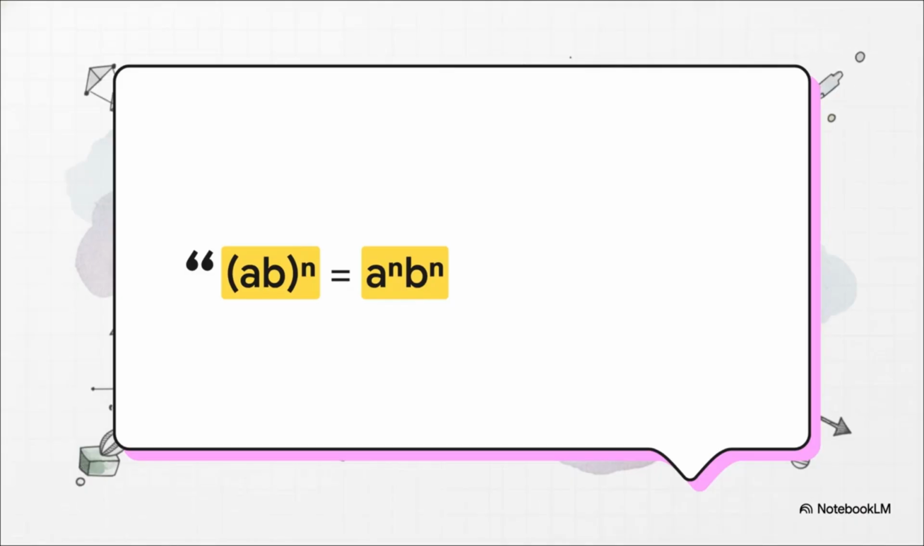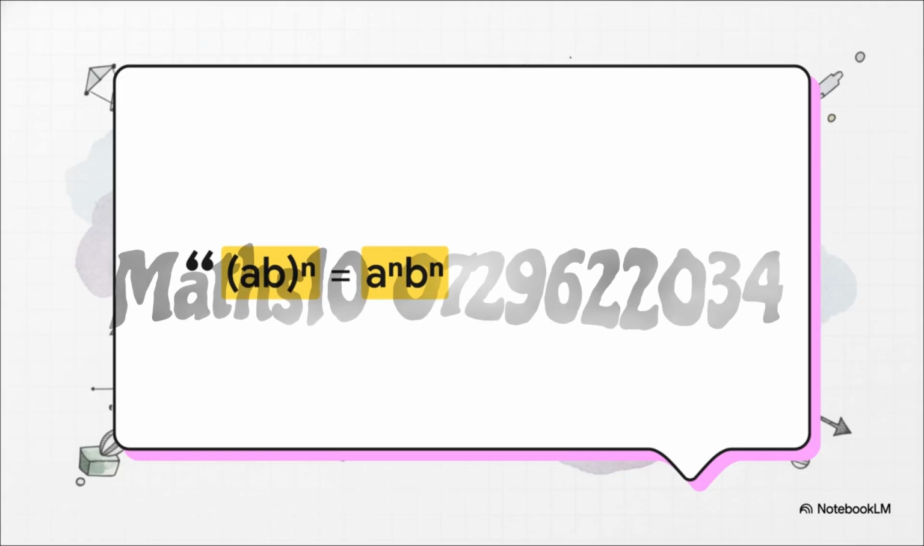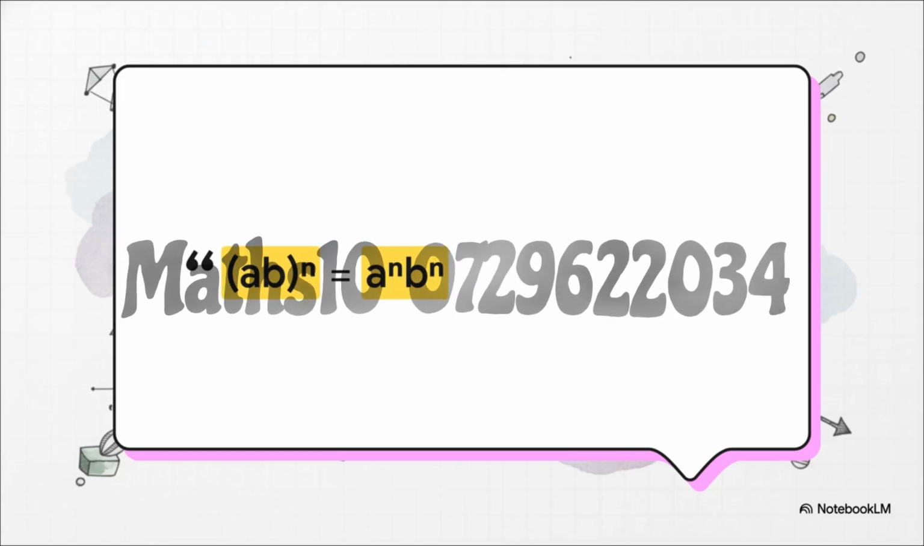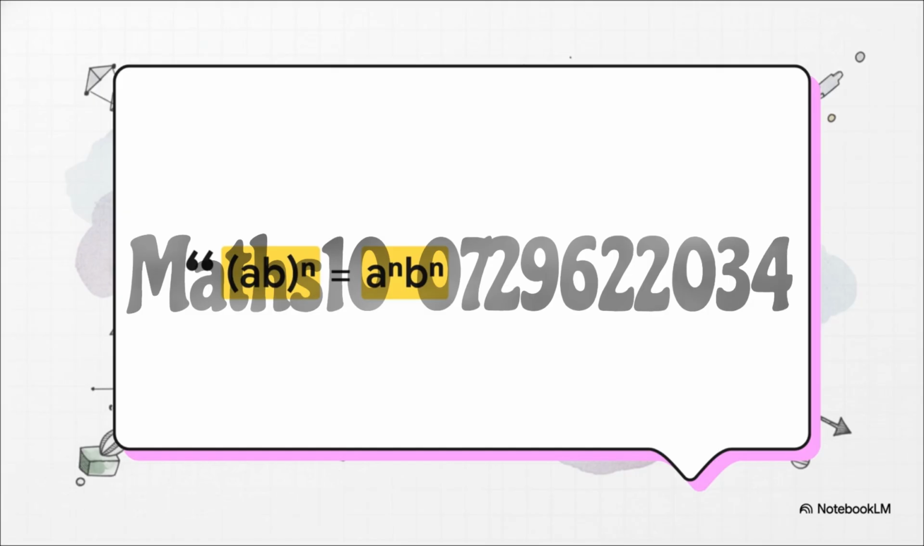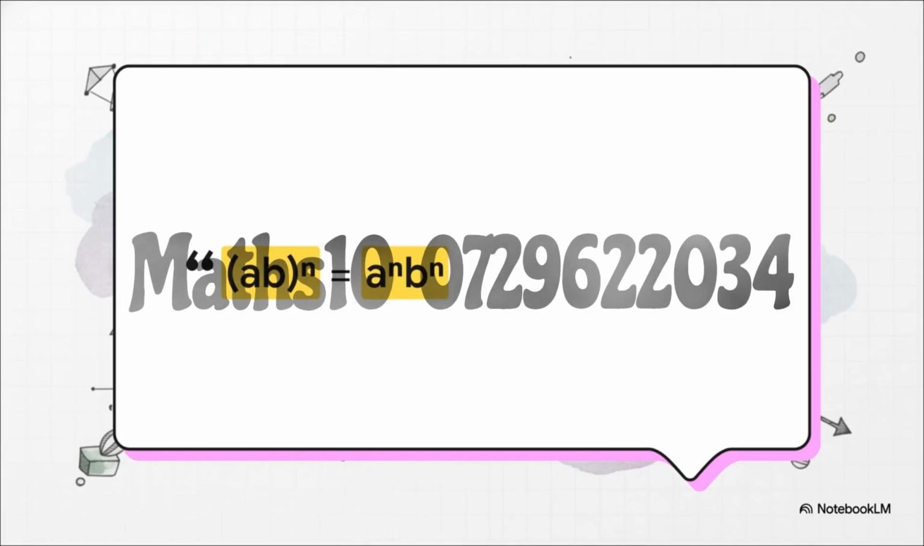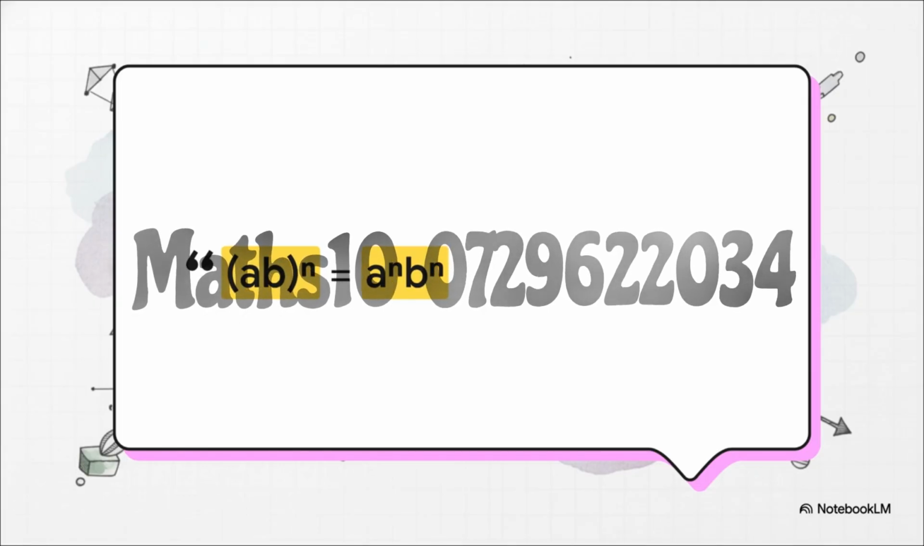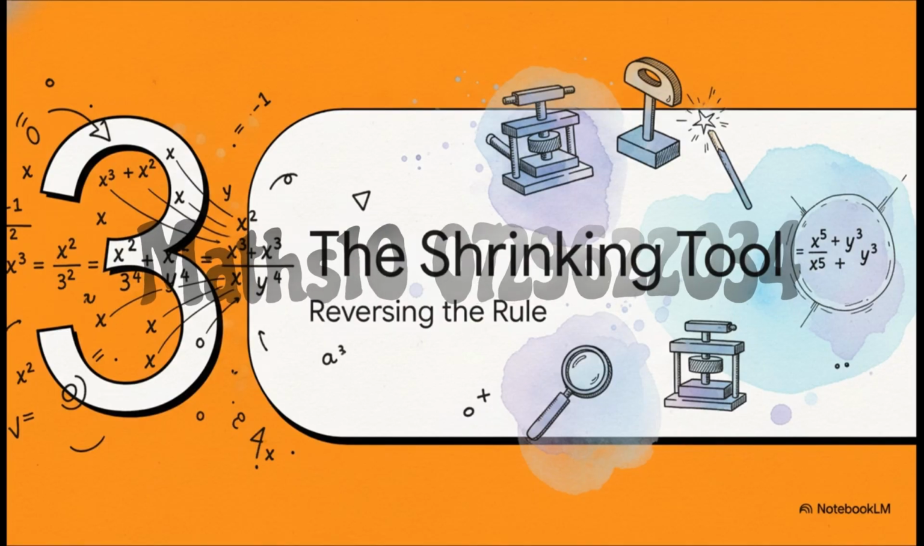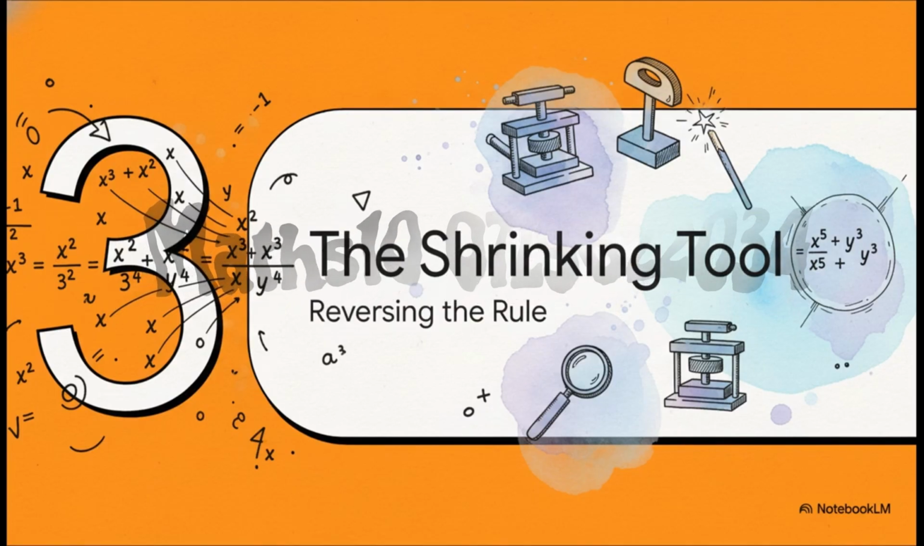And here it is, the general rule. This is our first major tool for the toolbox. For any numbers a and b multiplied inside parentheses, and the whole thing is raised to the power of n, well, you just apply that power to each number individually. So (ab) to the n becomes a to the n times b to the n. A really powerful shortcut. Now, here's the cool thing. Any powerful rule in math is kind of like a two-way street. We can use this exact same principle, but in reverse, not to expand, but to simplify.